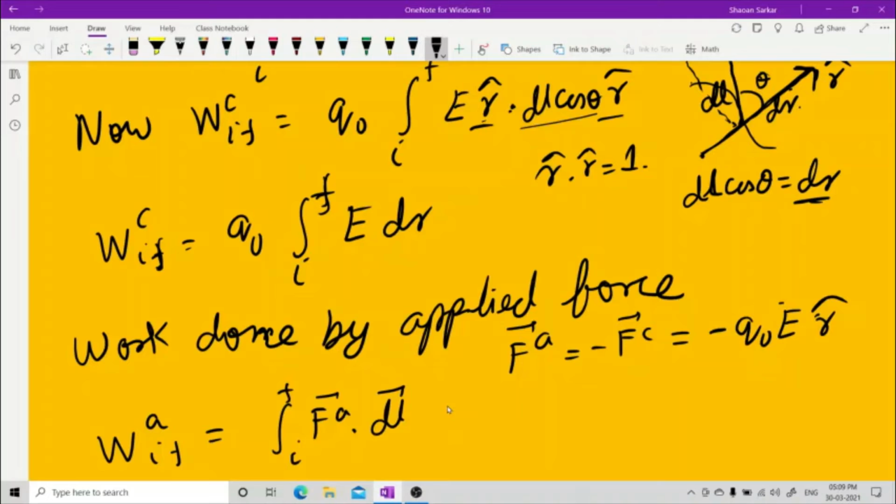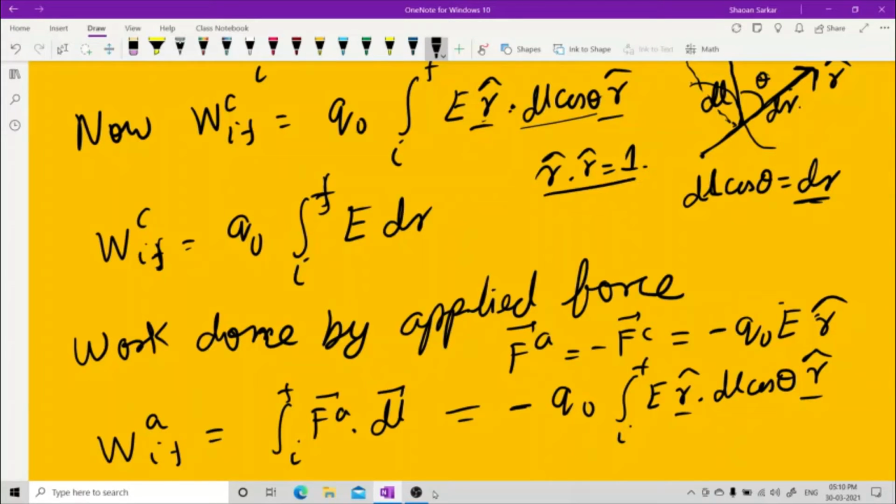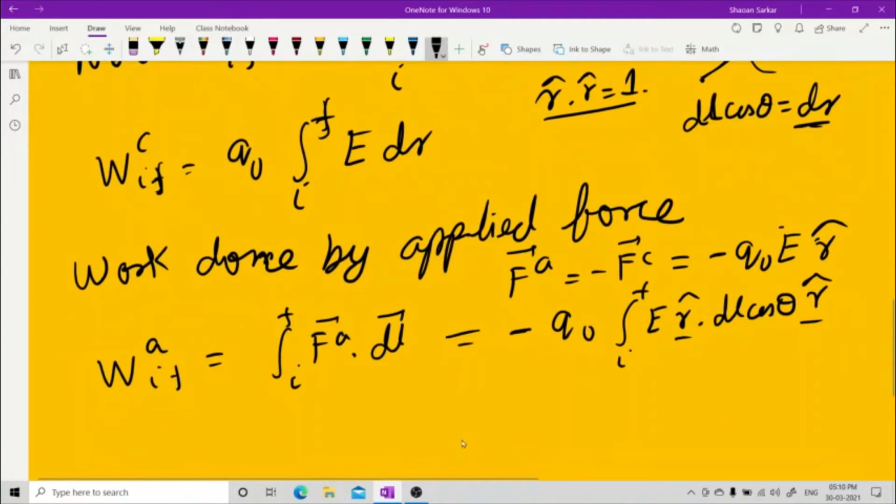Now this F applied is minus q naught E vector, initial to final, r cap dot dl, in the same sense as dl cos theta, the way I explained to you, dl cos theta. And r cap dot r cap is 1, and therefore dl cos theta, just as I explained, is dr. So W applied initial to final is minus q naught, initial to final, E dr.